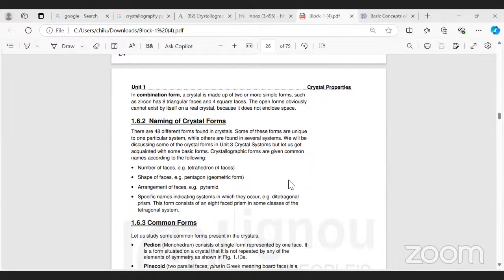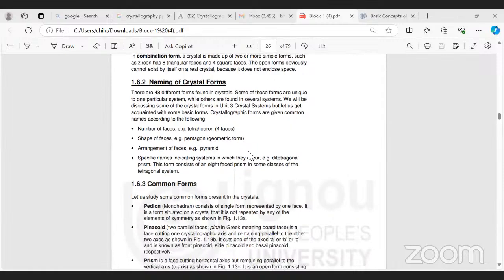For example, you see a tetrahedron. The tetrahedron has four faces, and the shape of the faces also matters, such as a pentagon. And one more thing, it is the arrangement of faces. Naming is based on three things: first, the number of faces; second, the shape of the faces; third, the arrangement of faces. According to that, we will give the names.